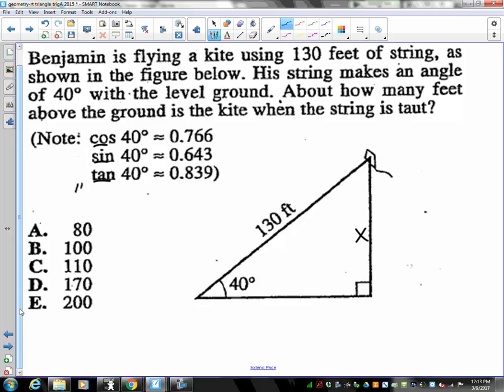All right, so from 40 degrees, let's identify the two sides, because what we've got to do is figure out which trig ratio to use. X is opposite, and 130 is the hypotenuse. So opposite over hypotenuse is sine. I'm going to do the sine of 40. The sine, cosine, or tangent of the angle equals the ratio. The ratio is opposite over hypotenuse, so that would be X over 130.